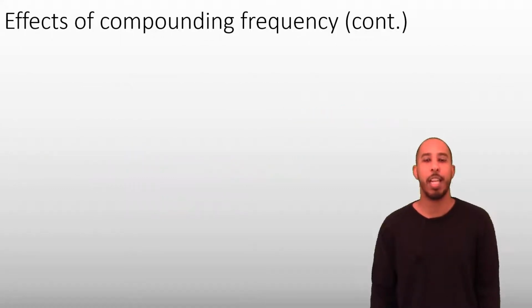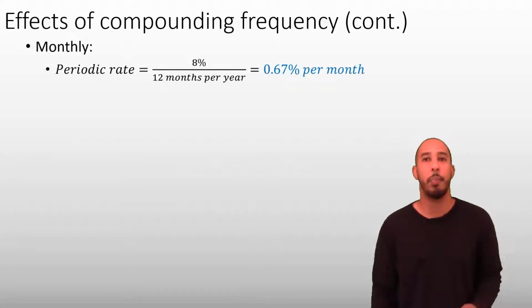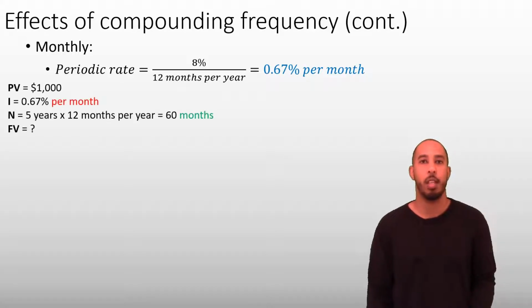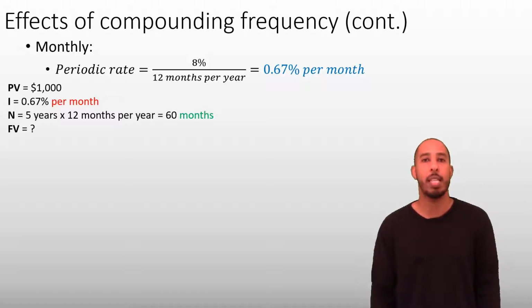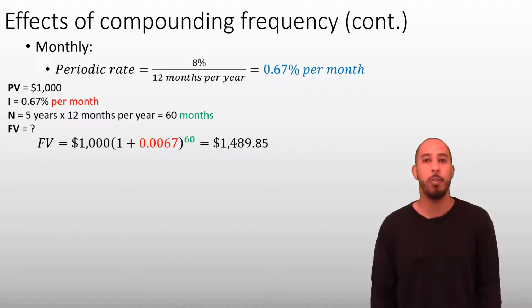Let's do the same problem, but change the compounding frequency from semi-annual to monthly. So we need a monthly rate, so I'm going to divide the 8% APR by 12 months in a year, so we get 0.67% per month as our periodic rate. 0.67% per month is going to be our I, and our N will be 60 months. Remember, we have to be consistent with the time units. We'll be investing over 60 months, not 5 years. Computing future value, we get 1,489, a little bigger than 1,480 that we got for semi-annual.